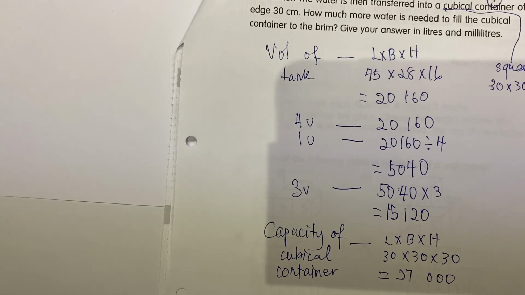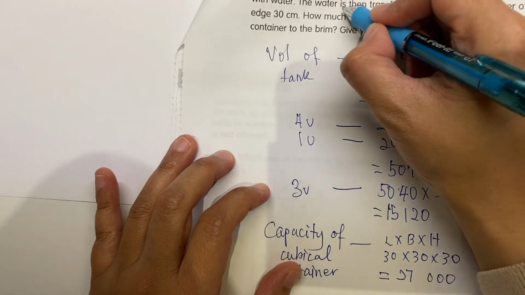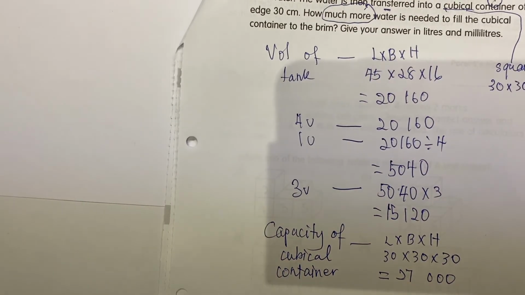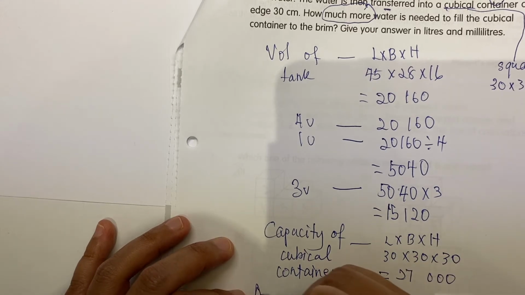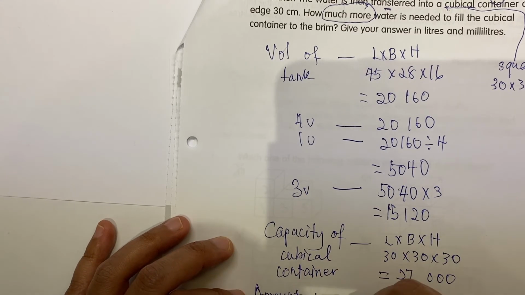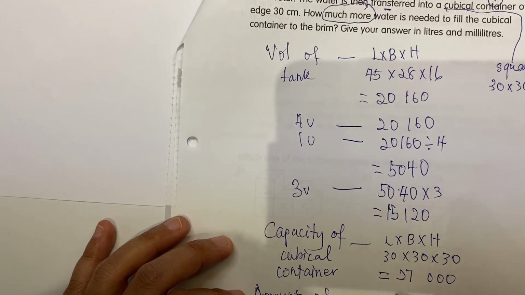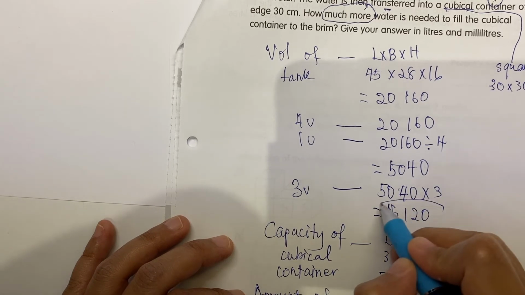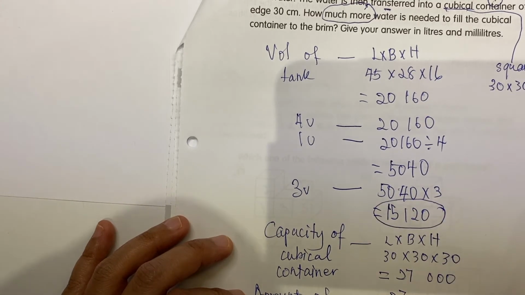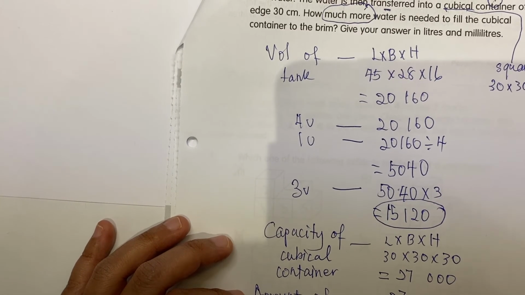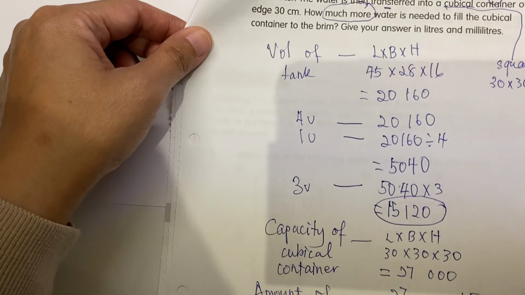Now how much more? When you see the words how much more, how much less, all this means you got to minus. Okay, so how much more, meaning amount of water needed will be 27,000, take away your, this one, 3/4 filled, and your answer is this, 11,880.